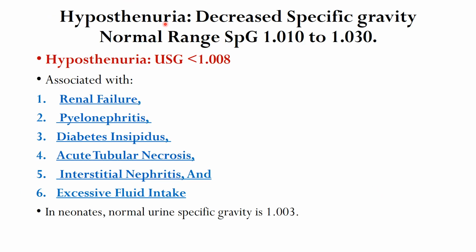Now, hyposthenuria is the decreased specific gravity. Hyposthenuria shows a specific gravity less than 1.008, and it is associated with renal failure, pyelonephritis, diabetes insipidus, acute tubular necrosis, interstitial nephritis, and excessive fluid intake. In neonates, however, the normal urine specific gravity is 1.003 because the neonate is on mother's milk.